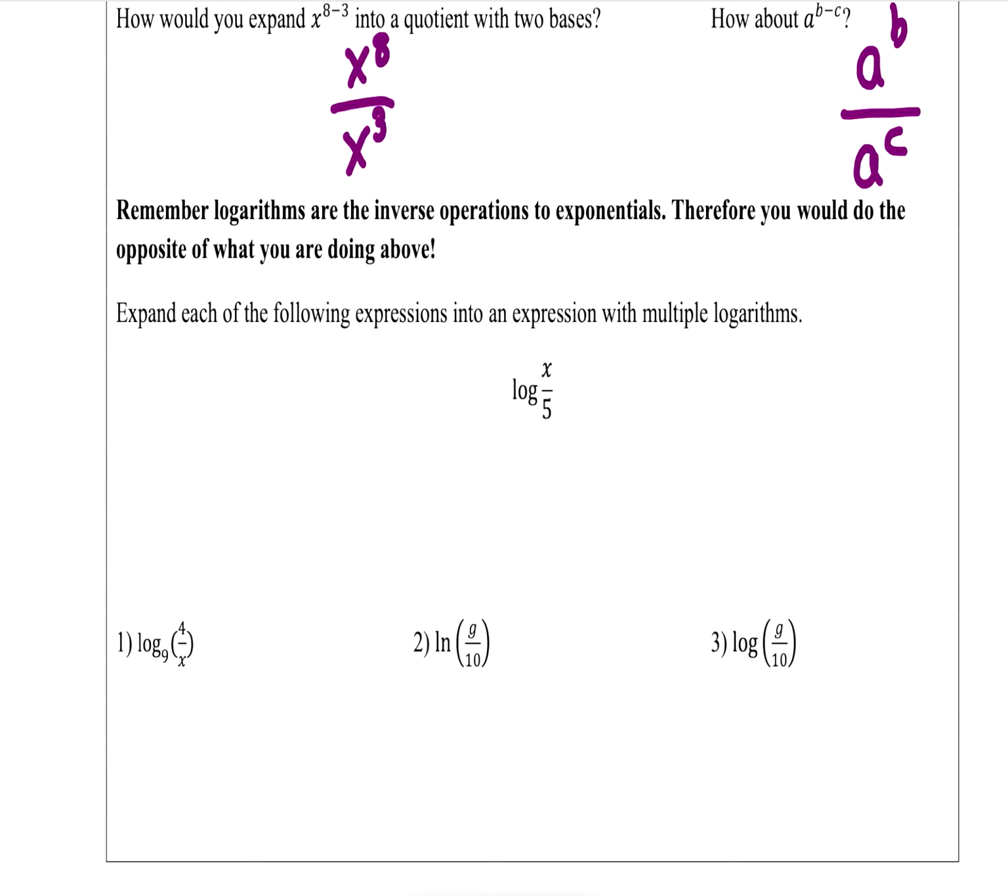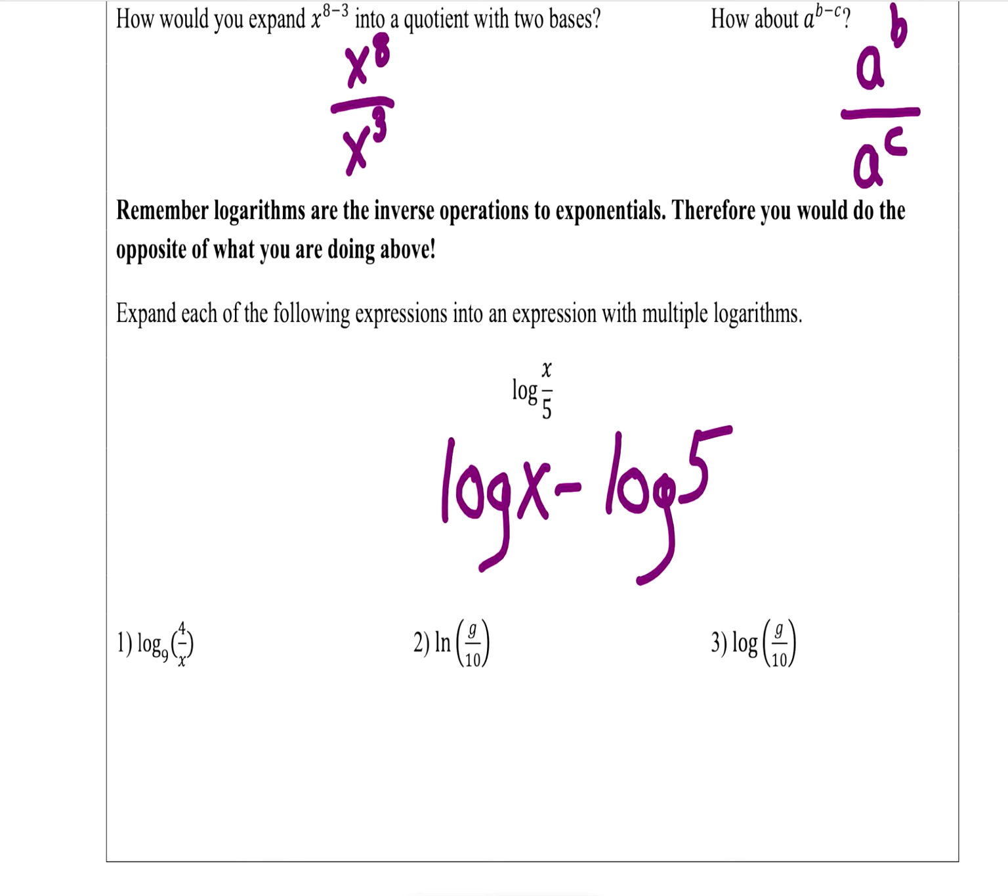And once again, remember, logarithms are the inverse operations to exponentials. Therefore, you would do the opposite of what you're doing above for logarithms. So if you expand the following expressions into an expression with multiple logarithms, we're dividing on the inside of that logarithm. So we're going to break it up into 2 logarithms that are being subtracted. So this would be log of x minus log of 5.